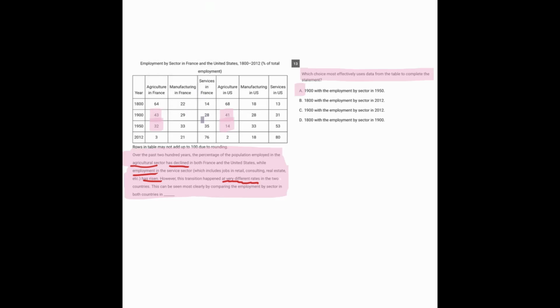And the service sector in that same time is rising, like the paragraph said it would. But once again, it's more severely rising in the US. 28 to 35, that's 7. 31 to 53, that's a bigger number, 22. So 1900 to 1950 are the 2 years where we're seeing, like we said, agriculture declining, employment rising, but at different rates, both more intensely in the US. And the answer here is A.